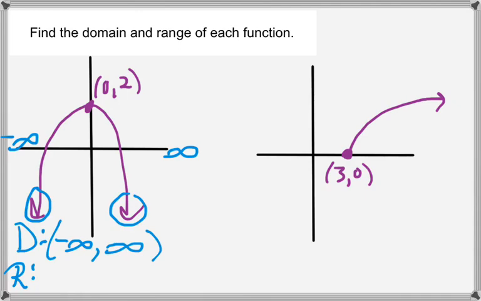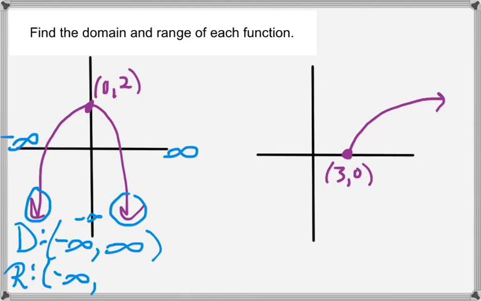All right, for the range, if we follow the graph down, last time we had a lowest y value, but this time we can just keep following the graph down forever because of those arrows. So there isn't a lowest y value, so the y values are heading down toward negative infinity.